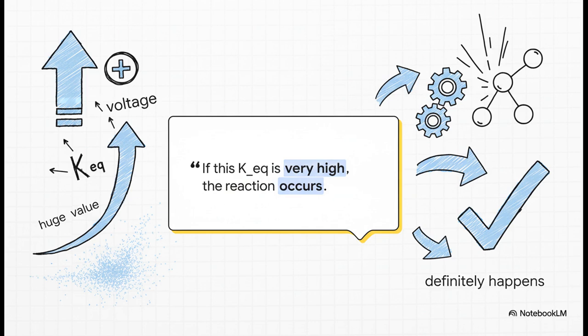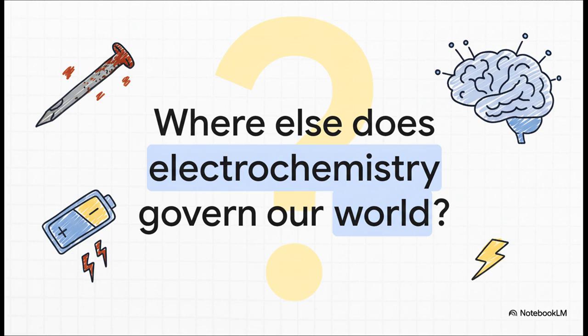And you know, a sentence from our source material just nails it. It says, if this KEQ is very high, the reaction occurs. It's that simple. A positive voltage like the 1.14 volts we found will give you an absolutely gigantic number for KEQ. And a huge KEQ means the reaction goes one way, hard. It practically slams the door on going backwards. The reaction just happens, period. So we've gone from a simple reaction all the way to calculating its real-world power and predicting its chemical behavior.